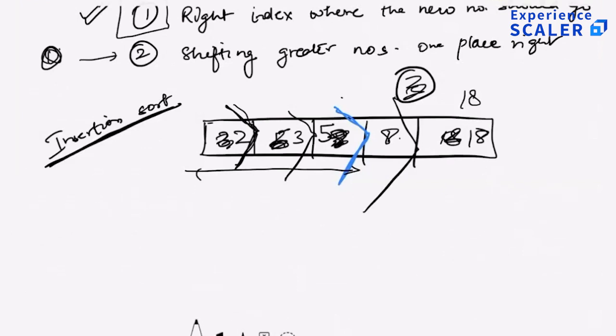Does that make sense? So same approach. All I'm doing is saving on the additional space if an array is given to me already. The worst case time complexity is still the same. Nothing has changed in the approach. I'm just using the same space that was there in the array instead of creating a new array.